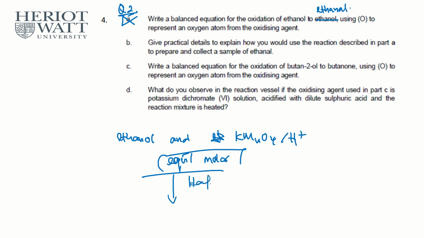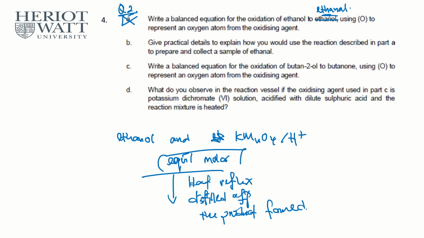So ethanol plus oxidizing agent, and then what happened? You have to heat under reflux, and then don't forget, because you are getting ethanal, so then what do you do? Distill off the product formed.